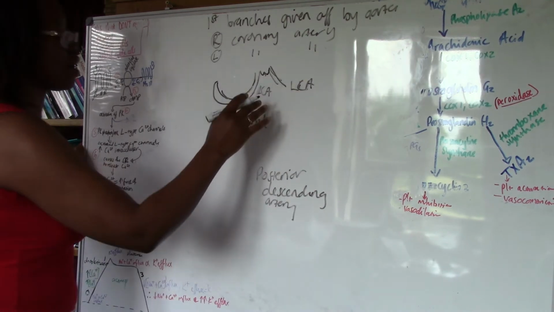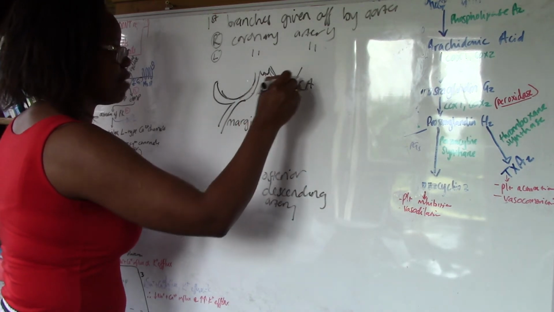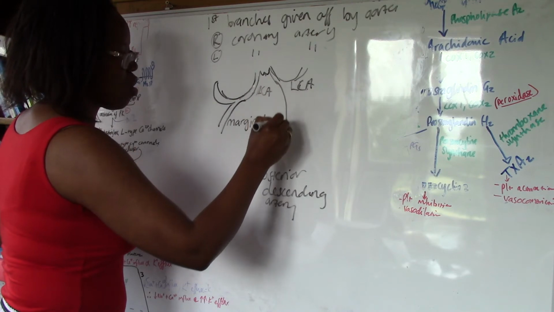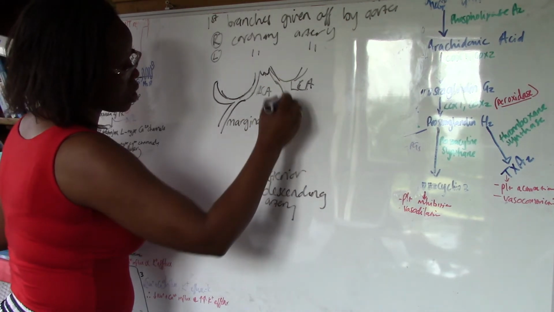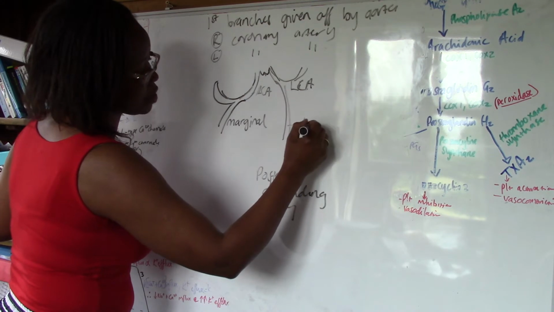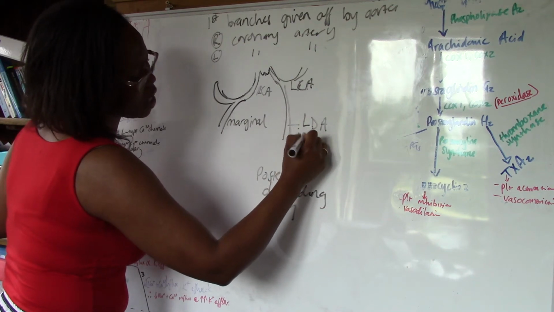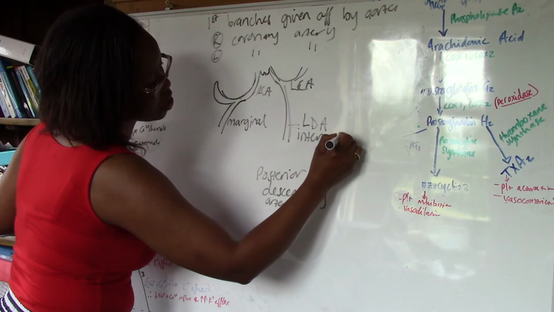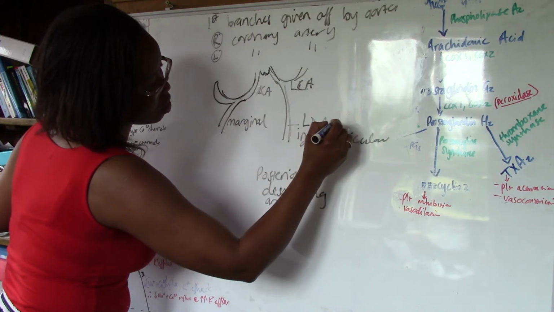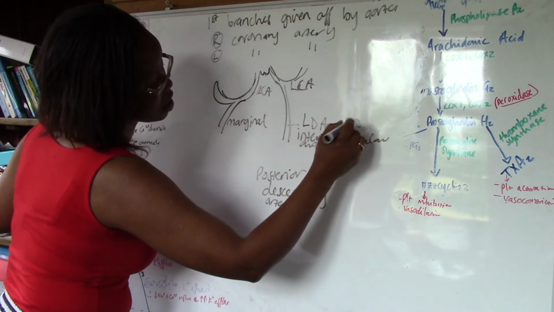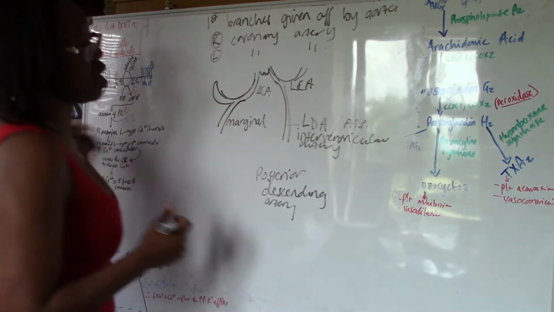The left coronary artery itself will bifurcate into the circumflex artery and a long artery which sits on the anterior aspect of the heart, that we call the left descending artery, or we can also call it the interventricular artery, or we can also call it the anterior descending artery. So it has quite a few names.